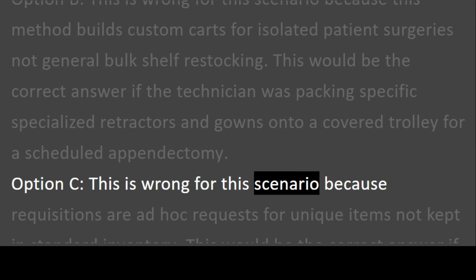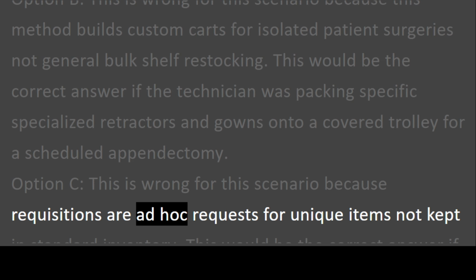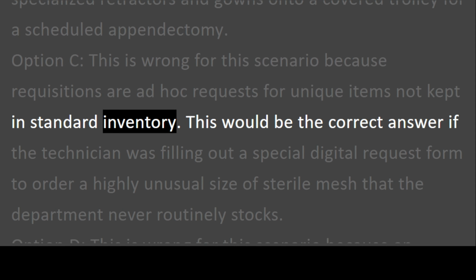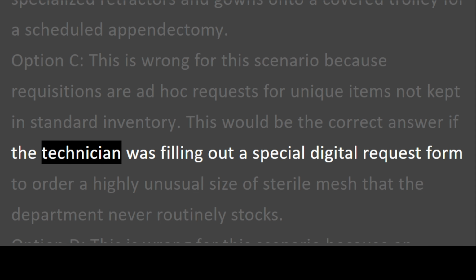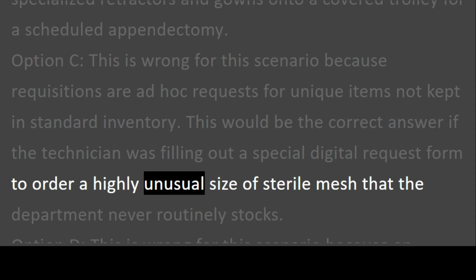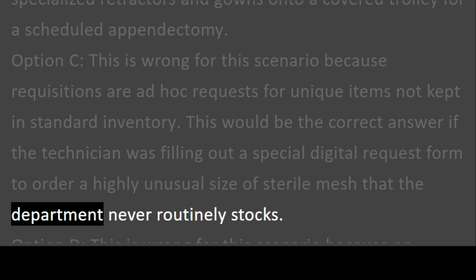This is wrong for this scenario because requisitions are ad hoc requests for unique items not kept in standard inventory. This would be the correct answer if the technician was filling out a special digital request form to order a highly unusual size of sterile mesh that the department never routinely stocks.